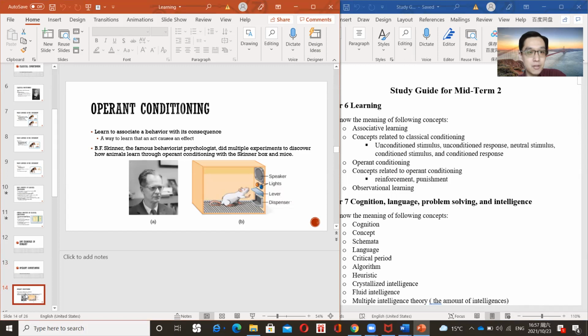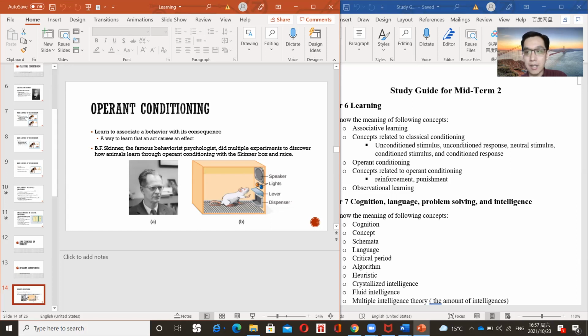And in operant conditioning, animals or humans learn to associate a behavior with the consequence of that behavior. So there is a behavior done by that animal or human, and that behavior follows a certain kind of consequence. And animals need to learn that, oh, that kind of behavior is associated with some kind of consequences. That learning process is called operant conditioning.